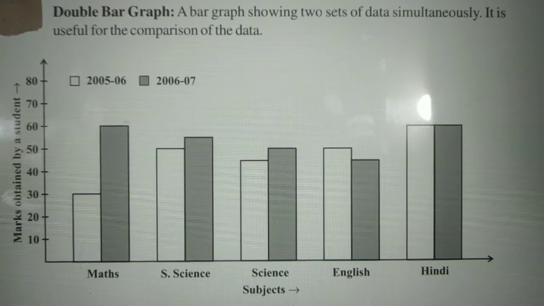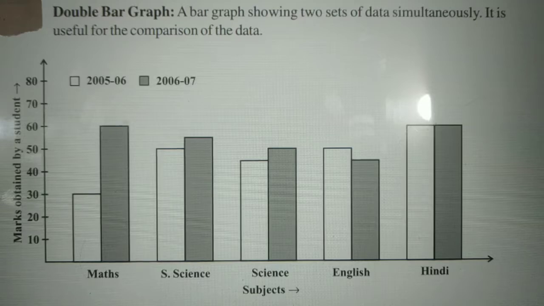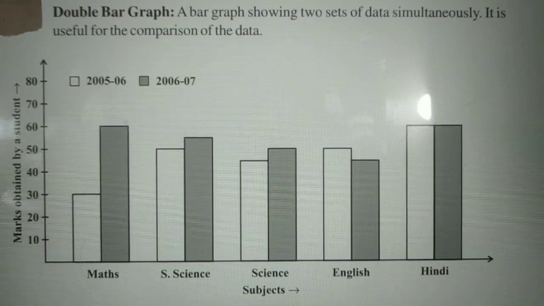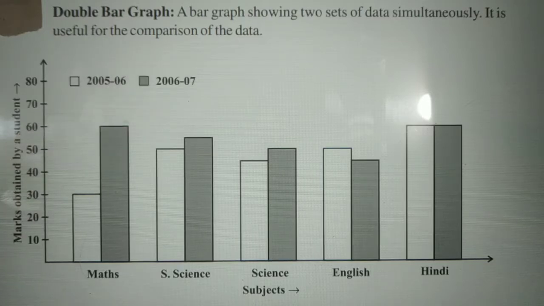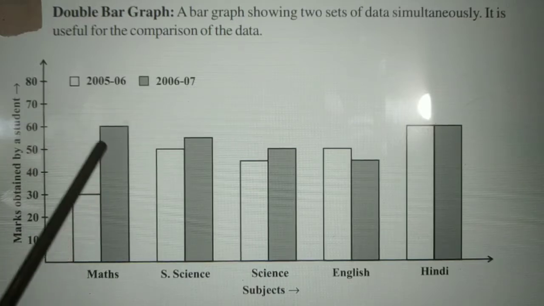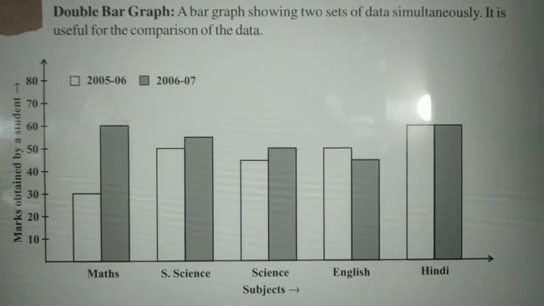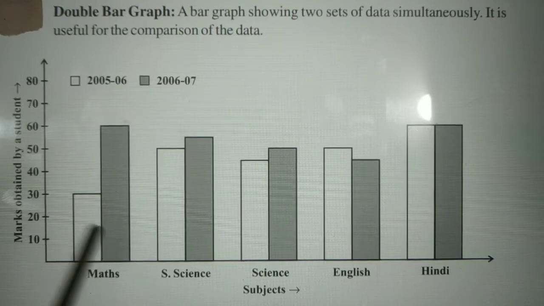So let us understand one by one. Suppose we just talk about maths. In 2005 to 6, the marks of the students are up to 30, but in 2006 to 7, the marks of the students are 60. So marks have improved. This graph is used for comparing the same subjects in two different years.